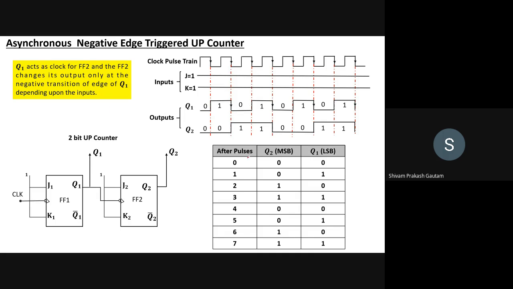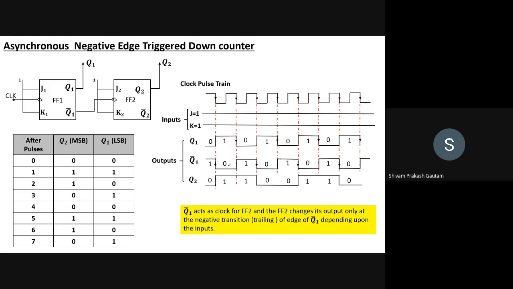So this is regarding the up counter. We have seen what an asynchronous up counter is. Now this is the down counter. The basic difference between an up counter and a down counter is that in the up counter, the output of Q1 was acting as a clock to the second flip-flop, whereas in the down counter, the output of Q bar, that is the inverted Q1, or the second output of the flip-flop, will act as a clock to the second flip-flop. So instead of Q1, now Q1 bar is acting as a clock for the second flip-flop.